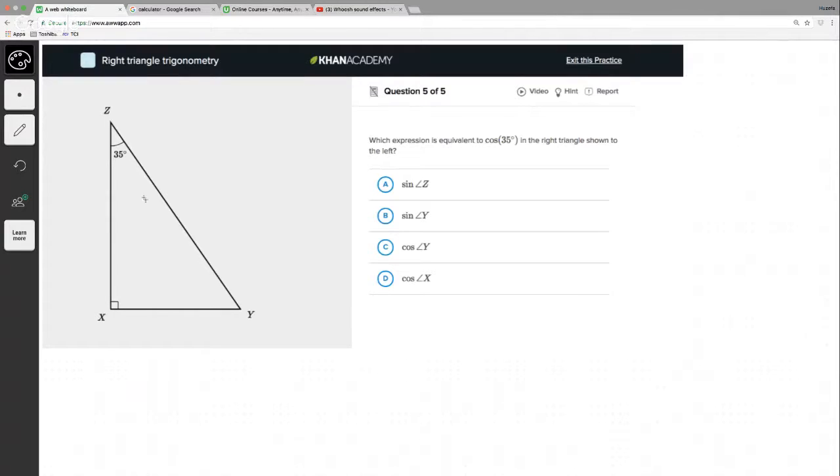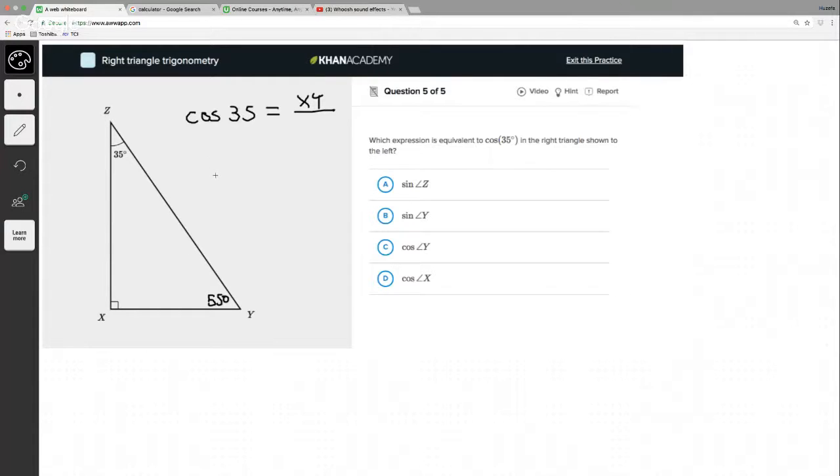Well, again, I like to always fill in the values. 35 there. This is 55 here, right? There you go. And which one is equivalent to cosine 35? Let's see. Well, what is cosine of 35, first of all? Cosine of 35, in this case, equals XY over hypotenuse. The hypotenuse is always opposite the right angle along the side.